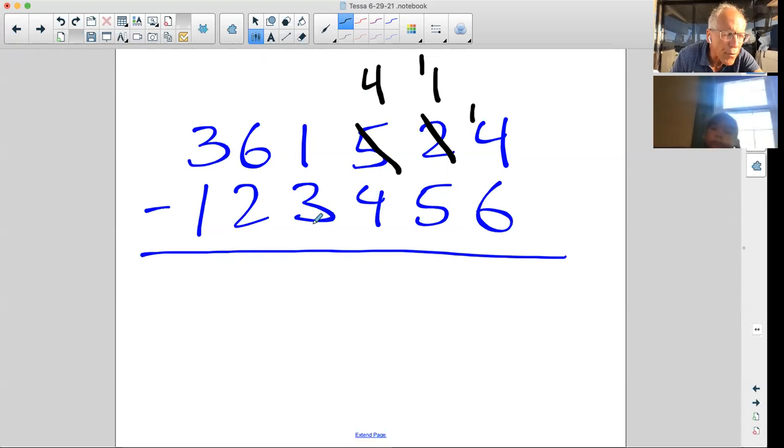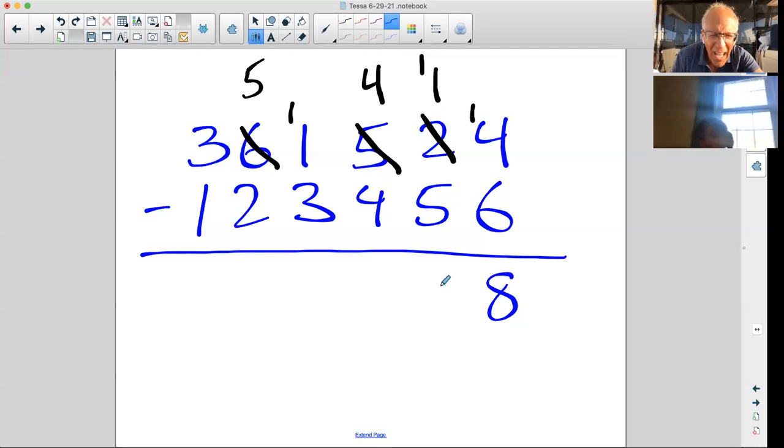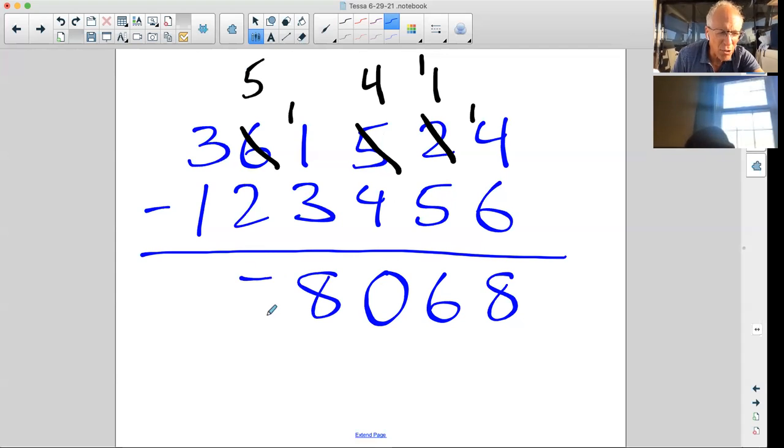1 is too small for 3. So we make the 1 an 11 and we borrow that 1 from the 6 to make it a 5, which is big enough for 2. 3 is big enough for 1. And then, Tessa, we do 14 minus 6, 11 minus 5, 4 minus 4, 11 minus 3, 5 minus 2, and 3 minus 1.